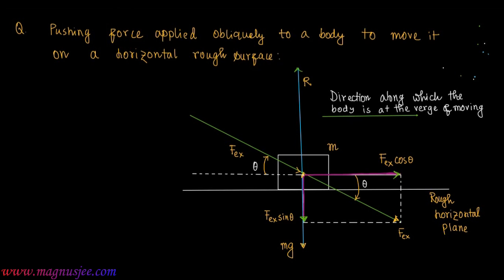If the body is at the verge of moving over the rough surface towards right, in that case limiting friction Fl will act tangentially over the rough surface. Fl is the limiting friction which acts tangentially on the surface in contact between the body and the rough surface, and this limiting friction opposes the relative motion between the two bodies.